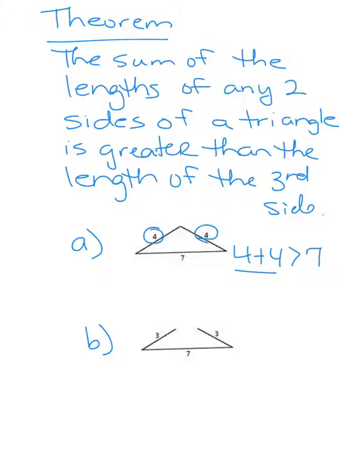these measurements. But in example B, my sides are 3, 3, and 7. And 3 plus 3 is not greater than 7. That's 6. 6 is not greater than 7. So that's why 6 is less than 7. I cannot form a triangle with these measurements.